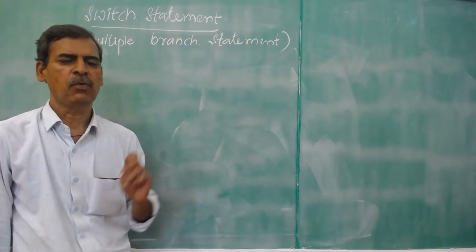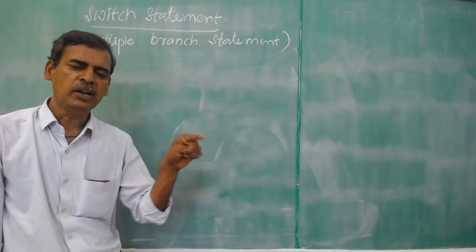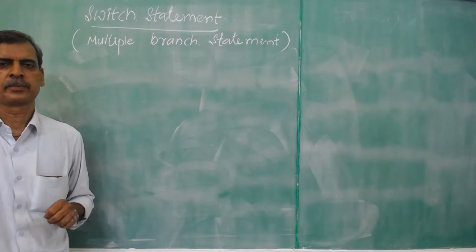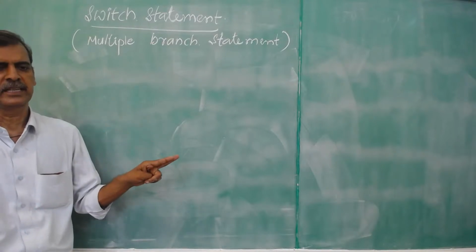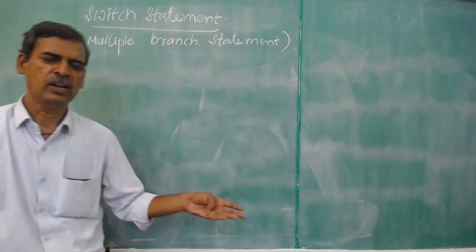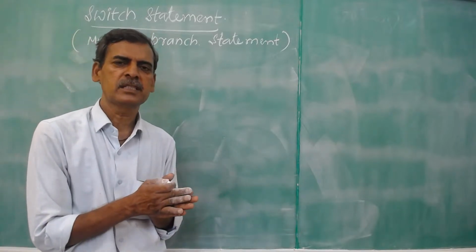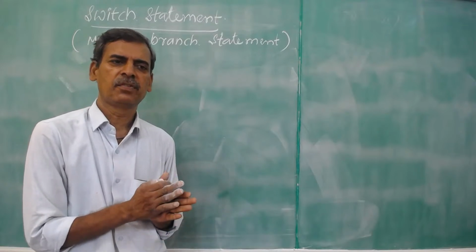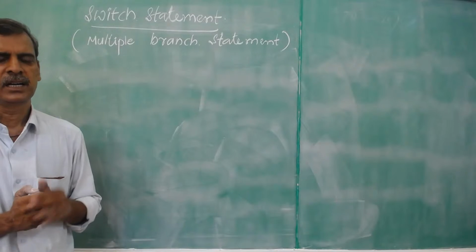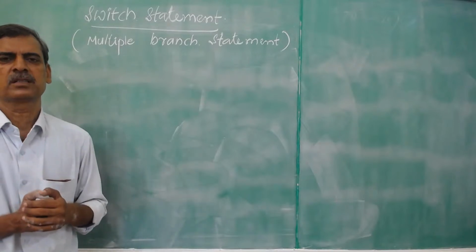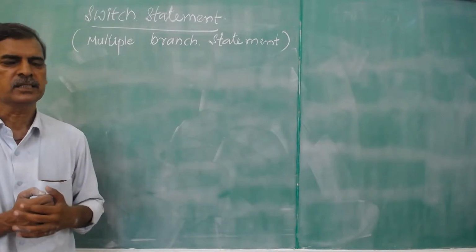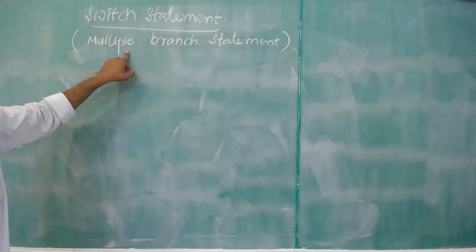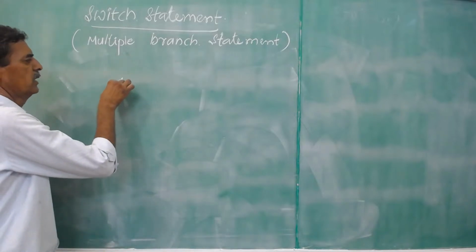This expression is evaluated. The value of the expression is compared with the case labels. If value of an expression is matched with the value of a case label, then statements in that block are executed. If value of an expression doesn't match with any of the case labels, then default statement is executed. Right?